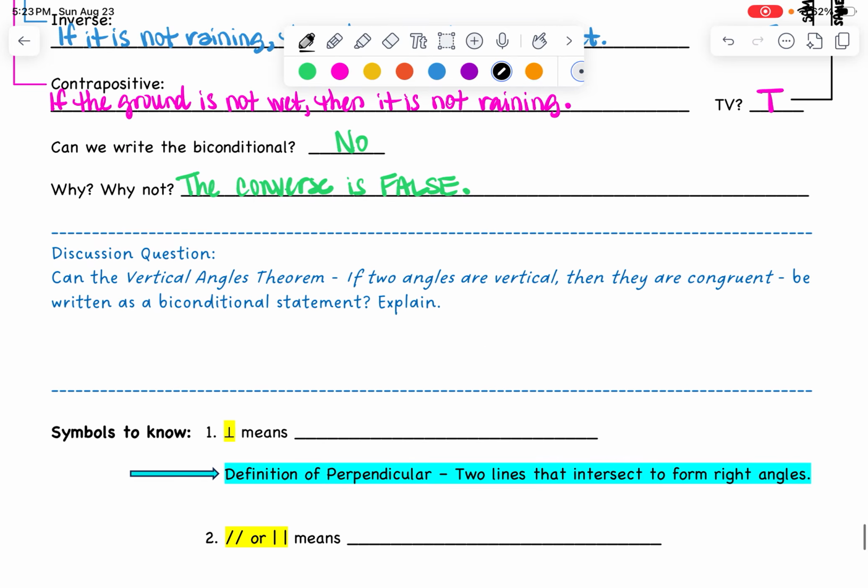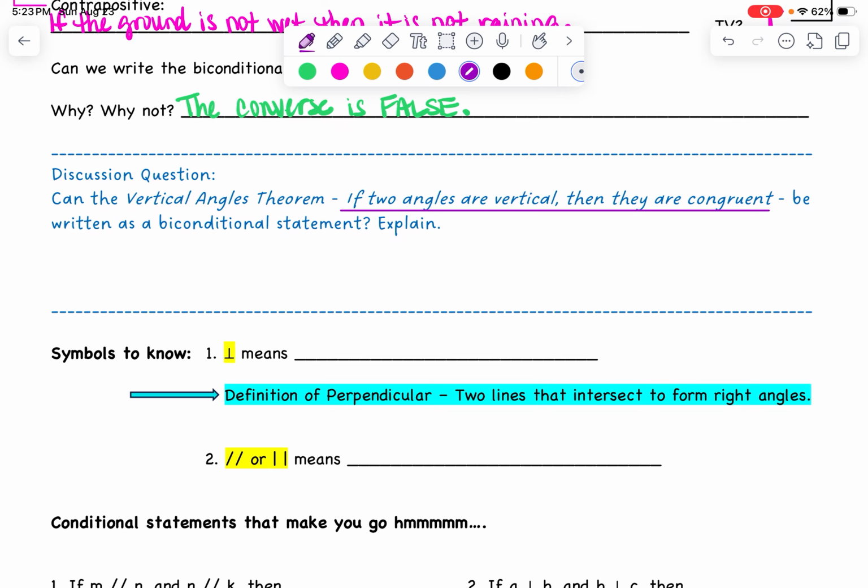All right, let's talk about the vertical angles theorem really quick. It's really the only theorem we've learned so far, and I went ahead and wrote it again. It says if two angles are vertical, then they are congruent. Notice it's written as an if-then conditional, as almost every theorem that we learn will be. So if two angles are vertical, then they are congruent. Can that be written as a biconditional? Think about that for a second. Of course we know this is true. We know all vertical angles are congruent.